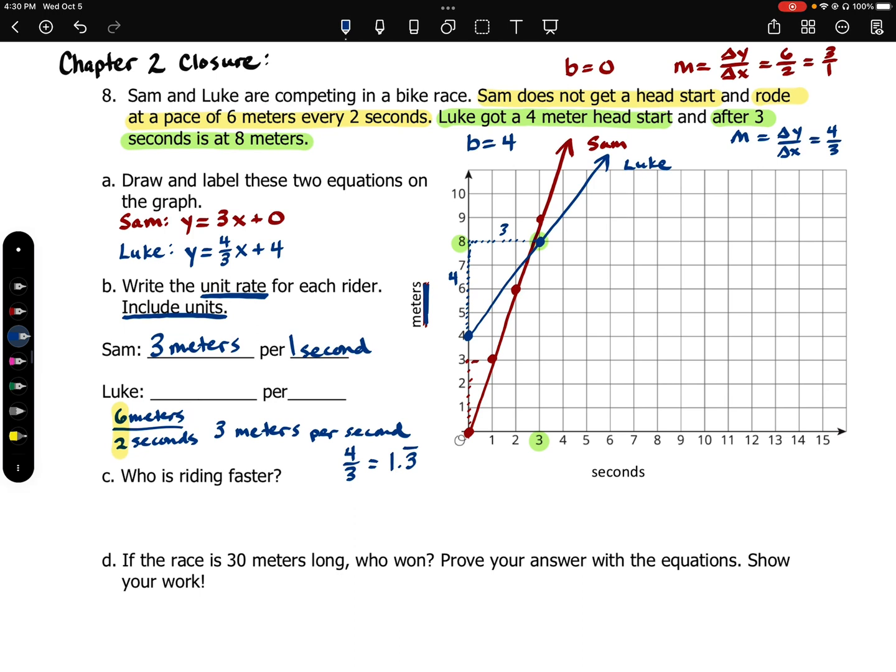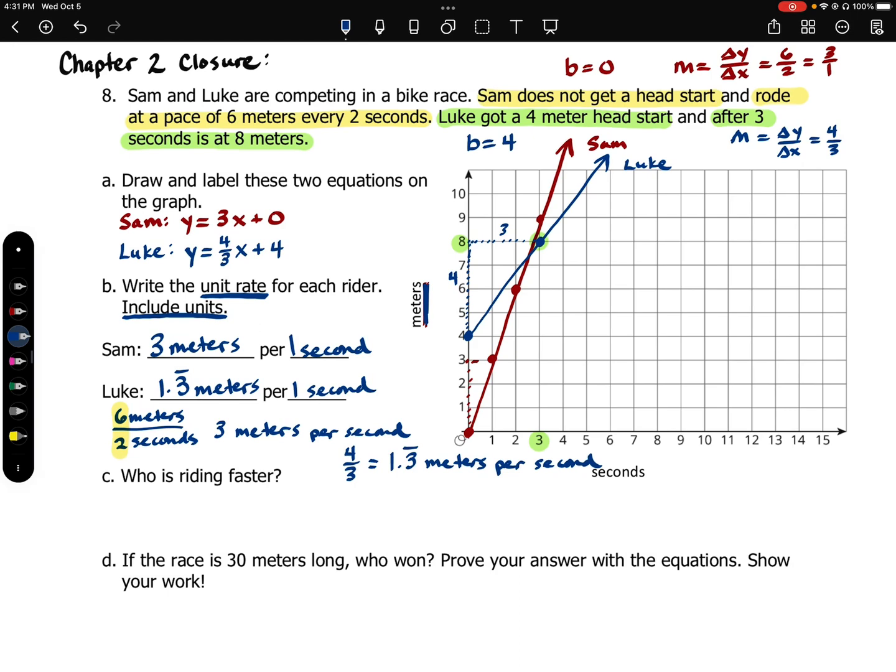You may need a calculator to do that, but that would be 1.3 meters per second. So we have 1.3 meters per 1 second. Or if you wrote 4/3 meters per second, that would also be correct.